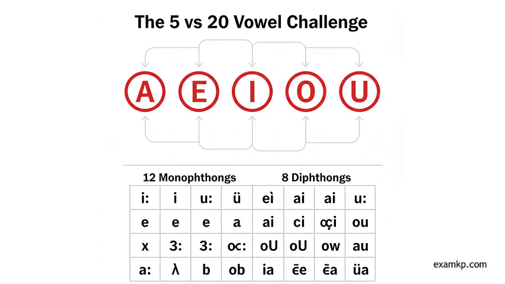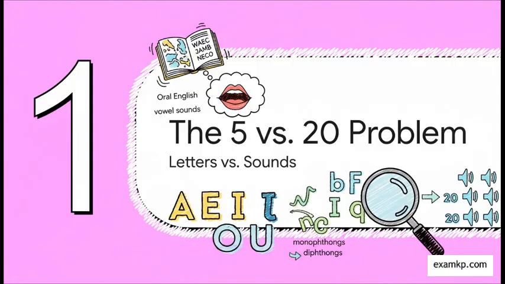This mismatch is exactly what trips up so many students. We call this the 5 versus 20 problem. And trust me, understanding how these 5 little letters can stretch, combine, and change to make 20 different sounds is the absolute key to acing your phonetics questions. It's really the difference between guessing and knowing for sure. That's the big question, isn't it?